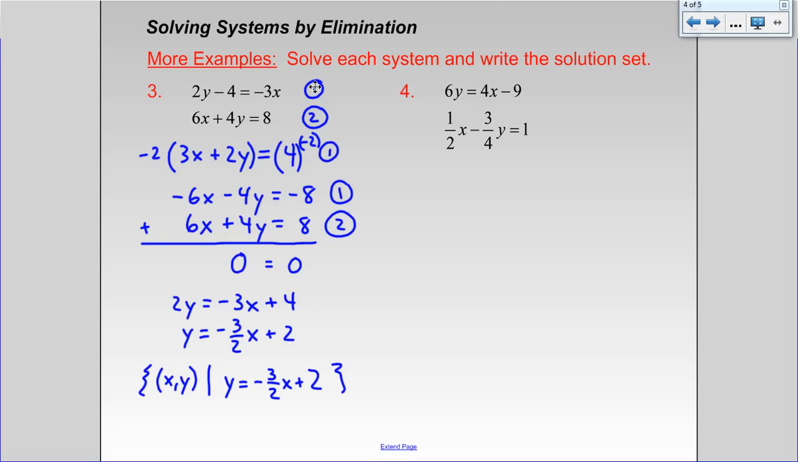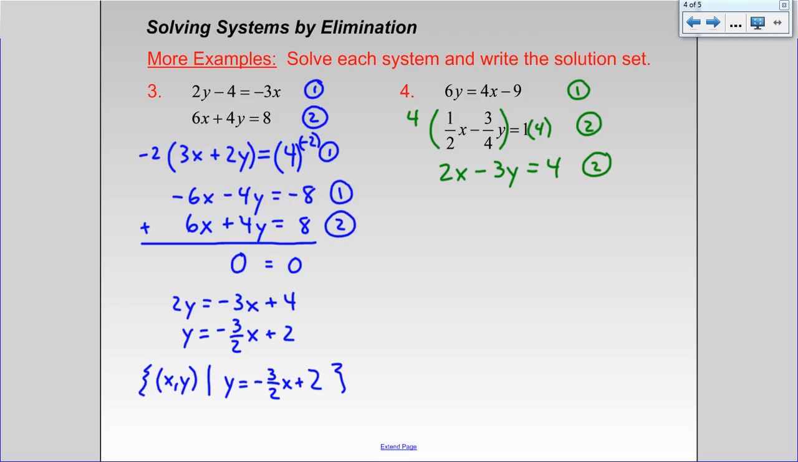One final example, example number 4, 6y equals 4x minus 9. That will be equation 1. And 1/2 x minus 3/4 y equals 1. Let's call that equation 2. Our work will be simplified a bit if we clear the fractions from equation 2. So let's multiply both sides of the equation by the least common denominator, which in this case is 4. So equation 2 now says 2x minus 3y equals 4.